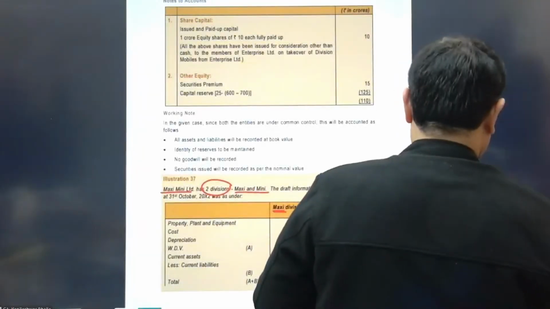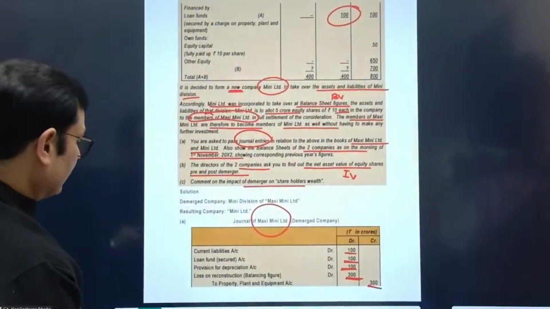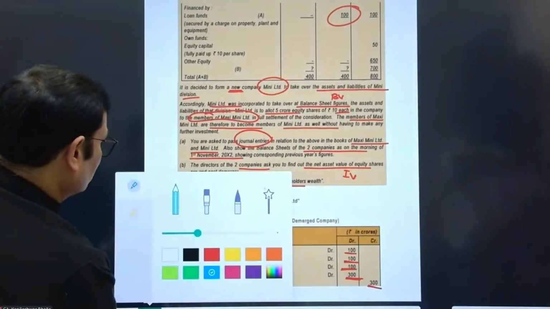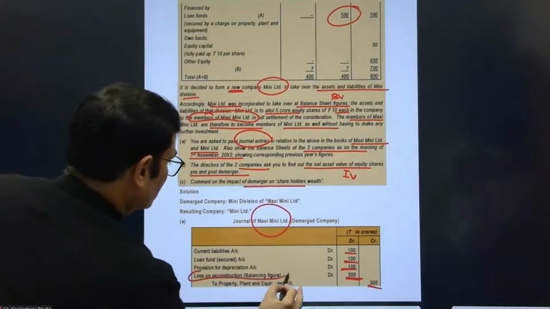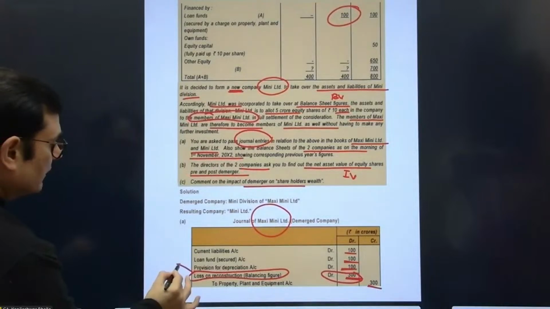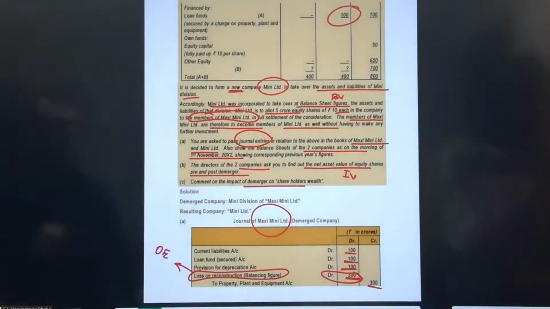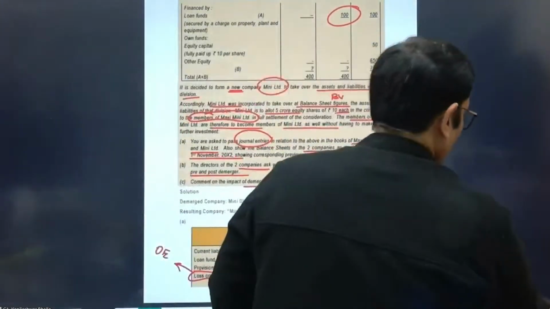If you look at the entries now in this particular case, we can see that there is a balancing figure arising here, which is the loss on reconstruction. This loss on reconstruction is what is going to get adjusted to other equity. So in the books of Maxi Mini, we have basically debited the liabilities, credited the assets, and got the balancing figure, the loss on a demerger. Now let's see the entries in the books of Mini.